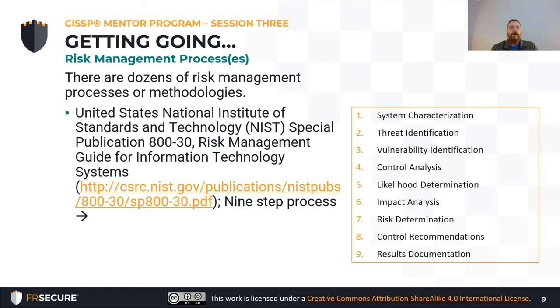All right. Lots of risk management processes. 800-30 from the NIST, nine-step process. Just understand at the high level what you need to do here. We need to understand what the system does. We have to identify our threats. We have to identify our vulnerabilities. What do we have in place already? What's the likelihood of these things happening? What's the impact if they do happen? What's our risk exposure at that point? What are we going to do to fix it or mitigate or whatever the risk action is? And then we're going to document those results. Straightforward, easy.